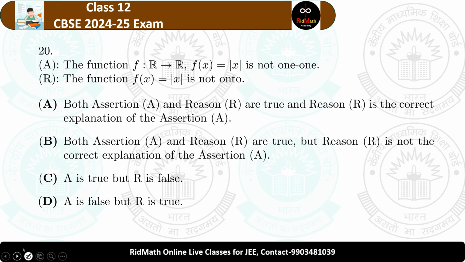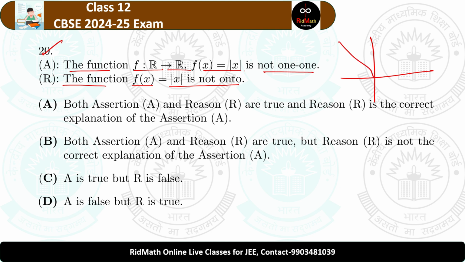Okay, next problem. Question number 20: the function f from R to R, f(x) equal to mod x, is not one-one, and the reason is the function f(x) equal to mod x is not onto. So the graph of mod x is like this. After drawing a horizontal line, it cuts in two points. So that means for two values of x, minus 2, mod minus 2 equal to 2, and mod 2 is also equal to 2. So this is not one-one. So A is correct.